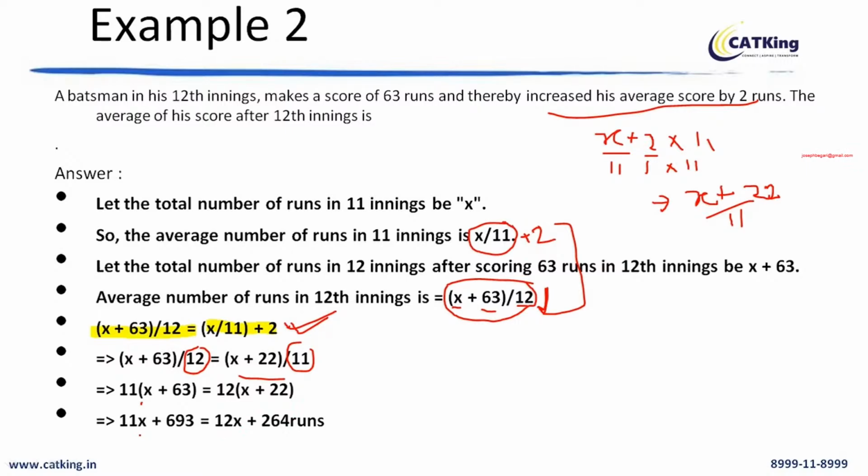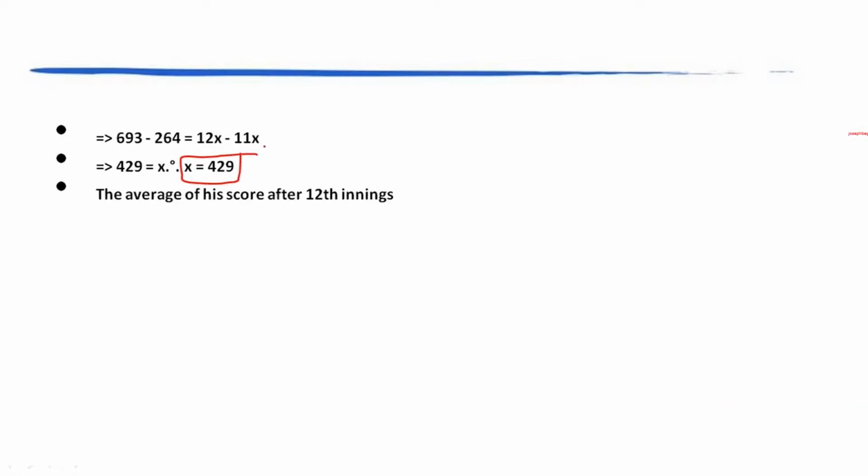Now this 11x can go here. This 264 can come this way. Correct? So 693 minus 264 is 12x minus 11x. So the value of x is 429. So the average of the score after the 11 innings would be x by 11 plus 2.